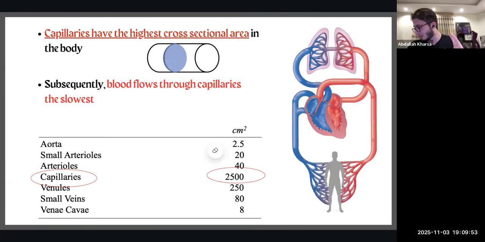Guys, did I mess you up? Yeah, you mean lowest velocity, exactly. Is that clear to everyone? Capillaries have the highest, so we divide by the total cross-sectional area. We divide by the total, but they're never going to ask you to calculate it.